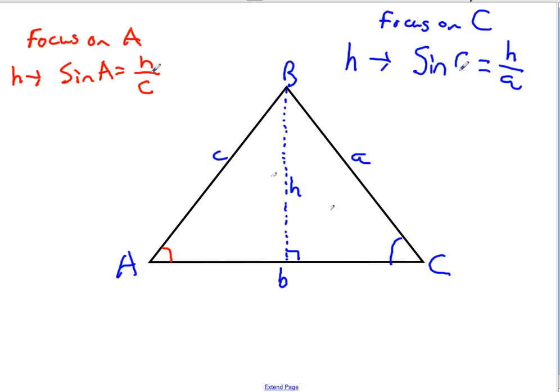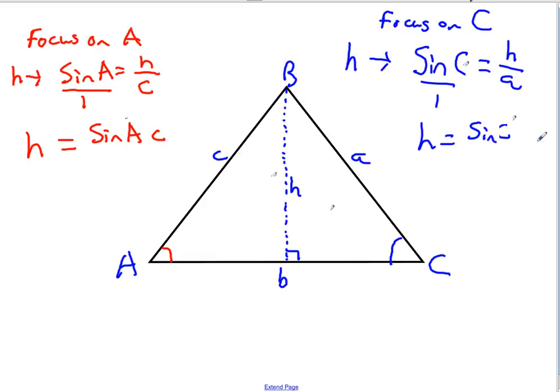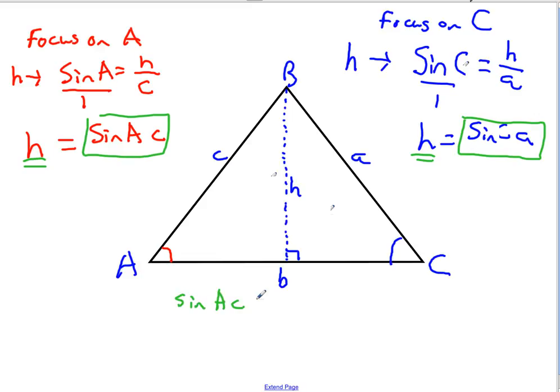So in both of these cases now, I'm just going to use some algebraic rules, and I'm going to solve those equations for H. So if I put this over 1, I'm going to cross multiply. H times 1 is H, and then sine A times side C. Over here on the right hand side, H times 1 is H, and sine C times A is sine C A. Now, what do you notice, and this is the aha moment? Both of these are equal to H. So doesn't it make sense then that we could set them equal to each other? So the sine of A times C equals the sine of C times A.